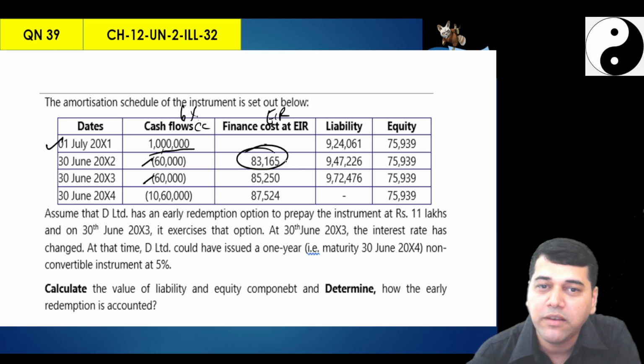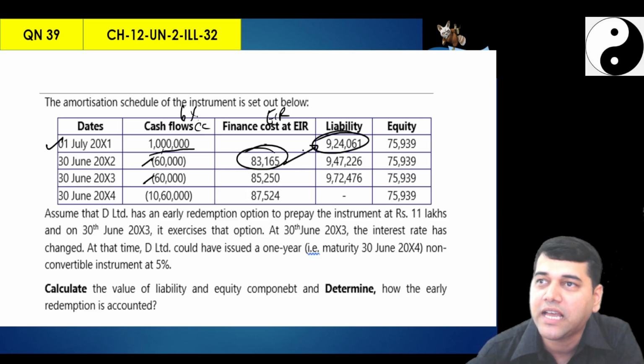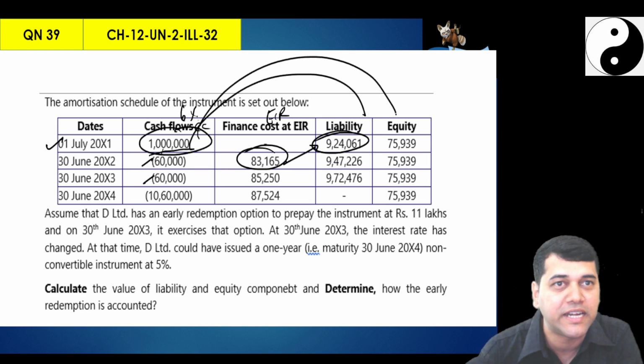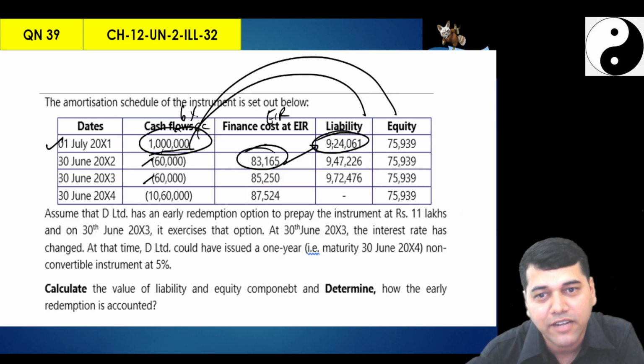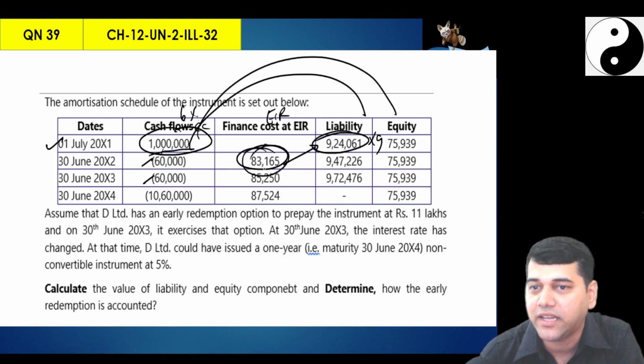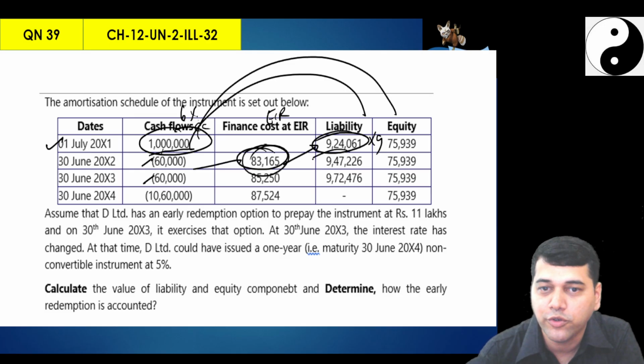And see the way they frame the question, entire format they changed. Because this EIR will be calculated on the opening balance of the liability. 10 lakh is the cash flow. There are two components, equity and liability. They only gave you 9 lakh 24. 9% you calculate, you get EIR. Minus 60,000 you do, you get 9 lakh 47.